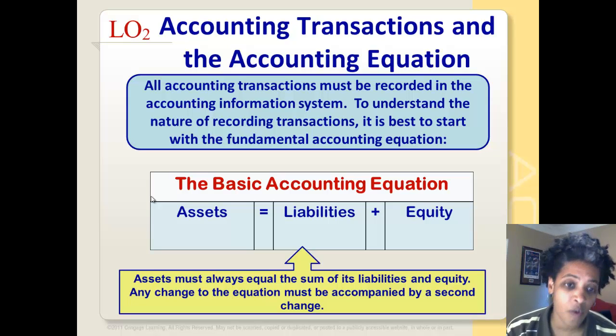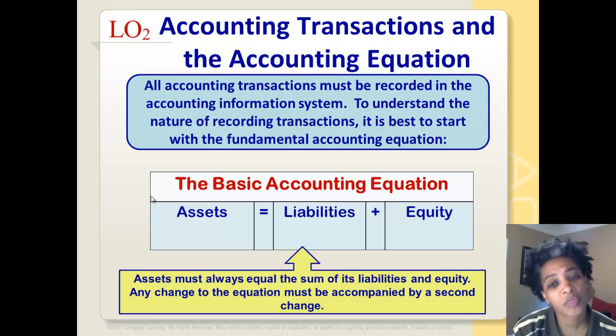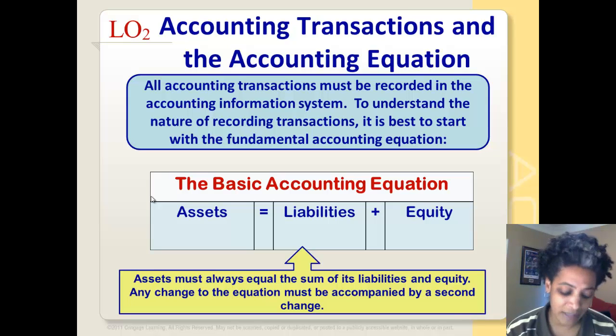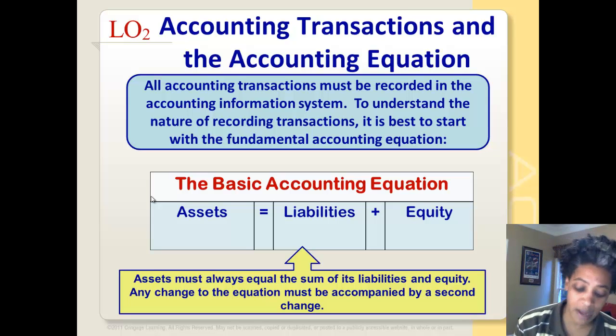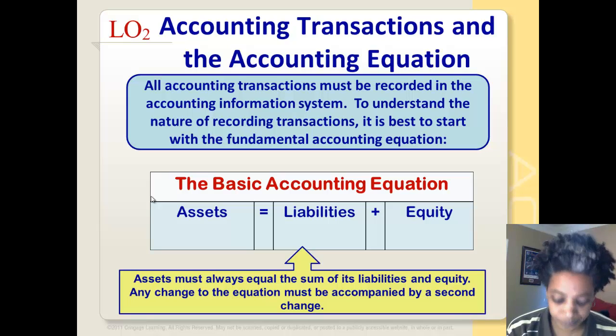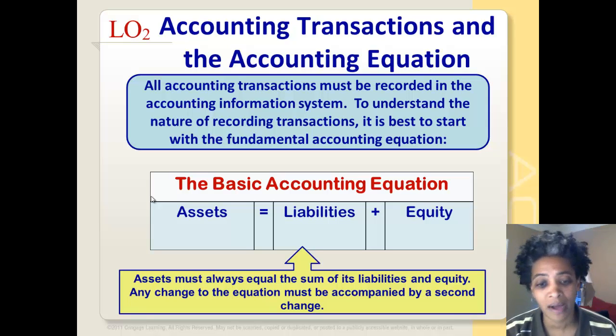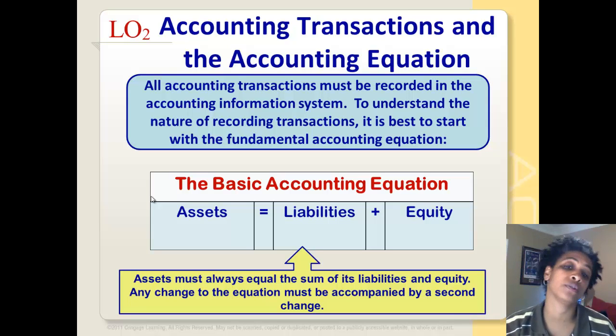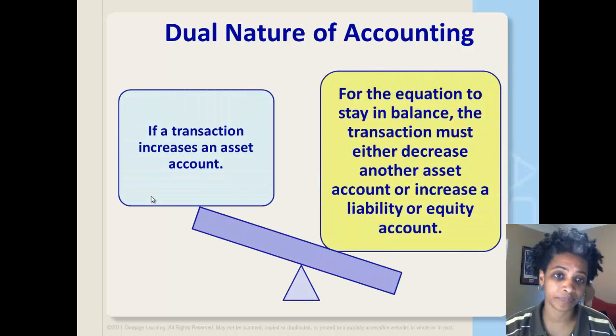And so that's the one that we've talked about several times. Assets are equal to liabilities plus equity. So what this equation is telling us is that a company's assets must always equal the sum of their liabilities and equity. So that means that anytime you make a change to the equation, it has to be accompanied by a second change in order to be true to this equation.